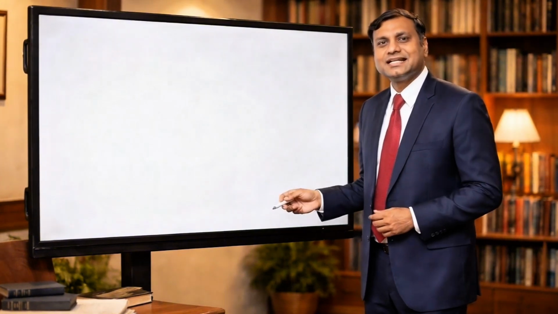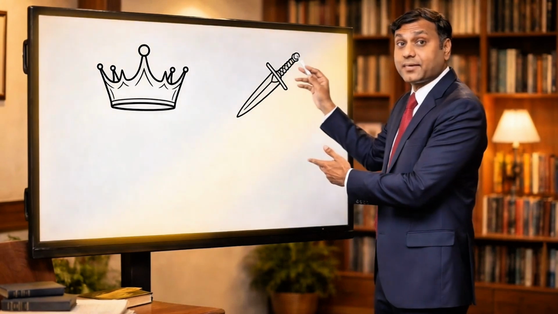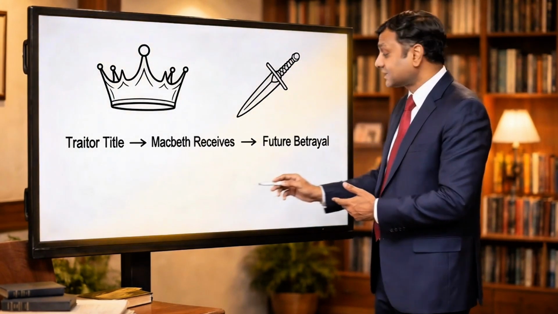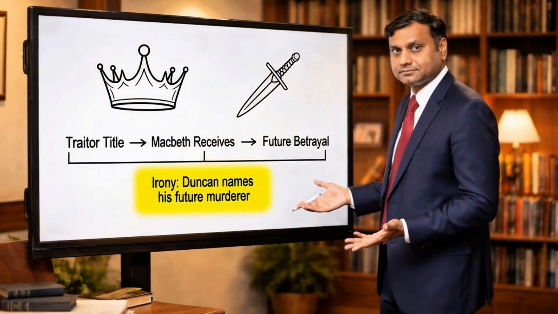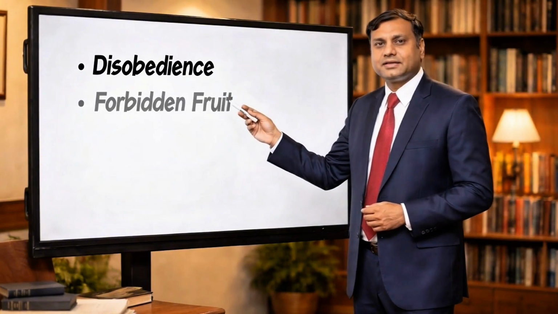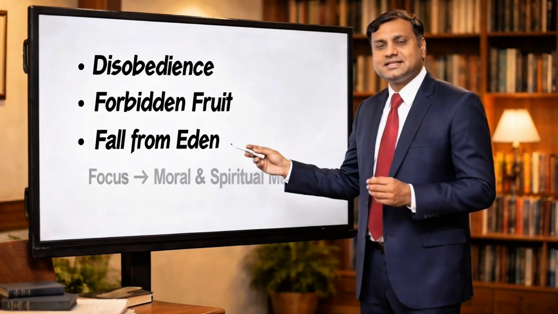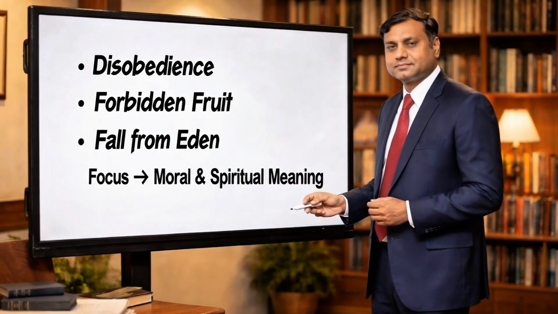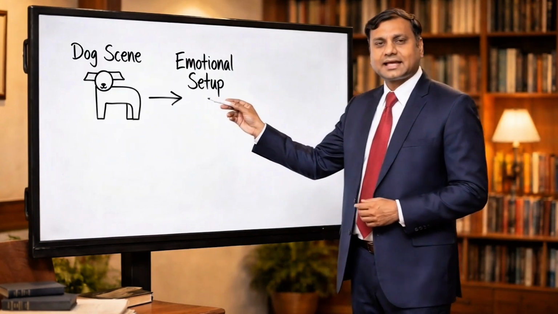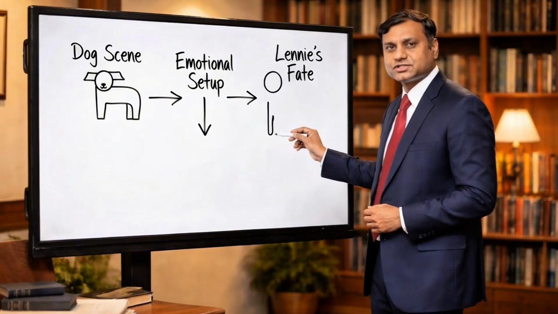In Macbeth, King Duncan rewards Macbeth with the title of Thane of Cawdor, a title once held by a traitor. This subtly foreshadows Macbeth's own betrayal. In Paradise Lost, Milton reveals from the beginning the fall of man, the forbidden fruit, and disobedience. This is direct foreshadowing. In Of Mice and Men, Candy's regret over his dog foreshadows the tragic choice George must later make.